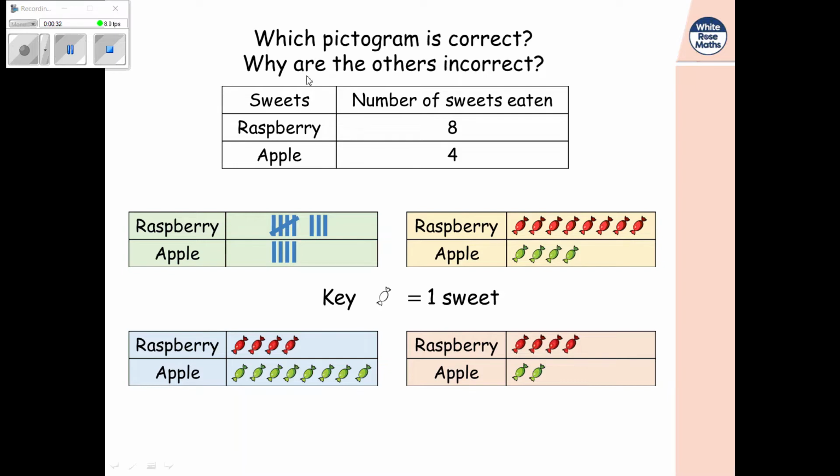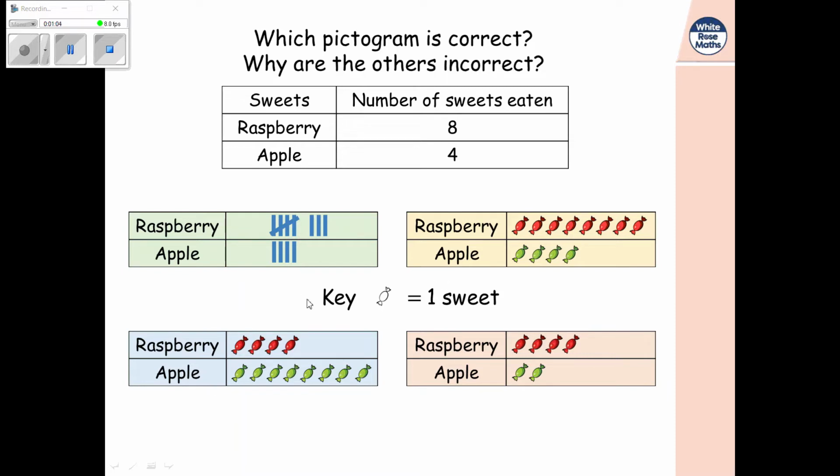So the first thing is to look at the first one here. Raspberry, they need 8 and apple, they need 4. So let's have a little look. They've done 5, 6, 7, 8, and the apple, 1, 2, 3, 4. So this one is correct. Then moving on to the next one, they say here that 1 sweet equals 1. So let's have a look: 1, 2, 3, 4, 5, 6, 7, 8, 8 raspberry. And apples, they need 4: 1, 2, 3, 4. Okay, so this one is correct as well.